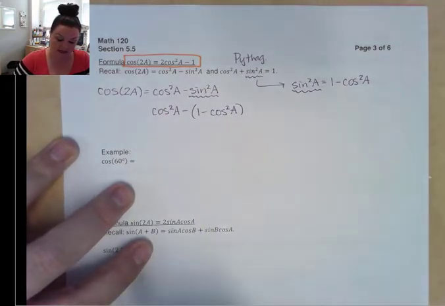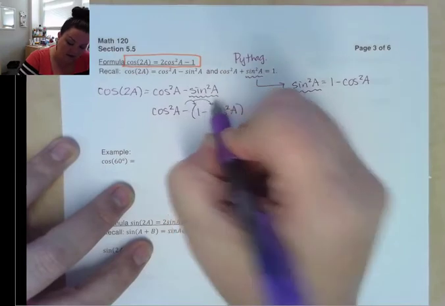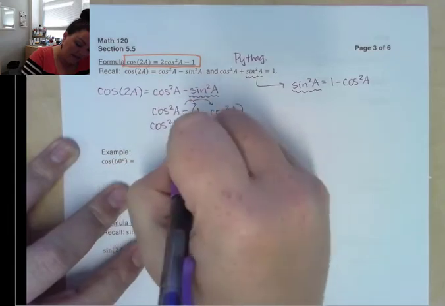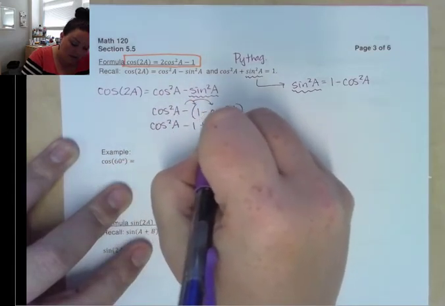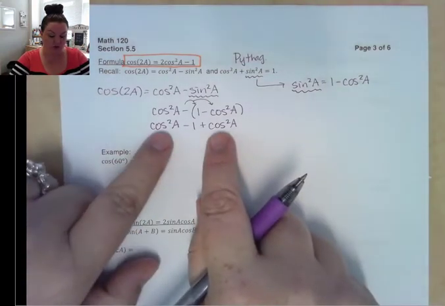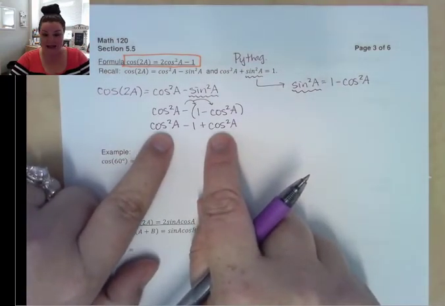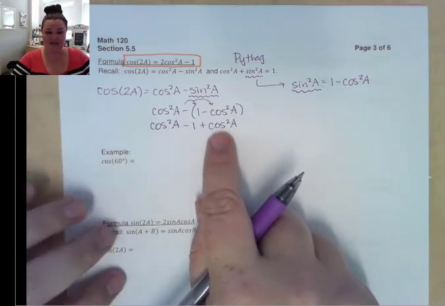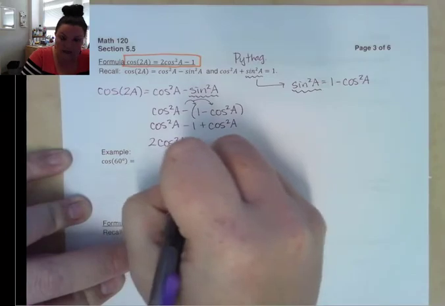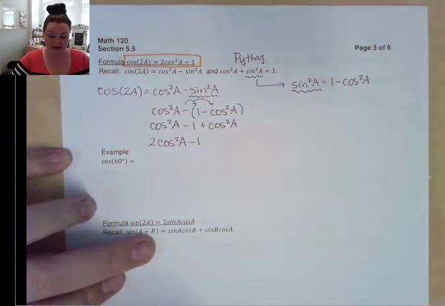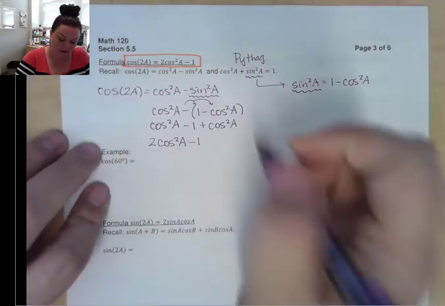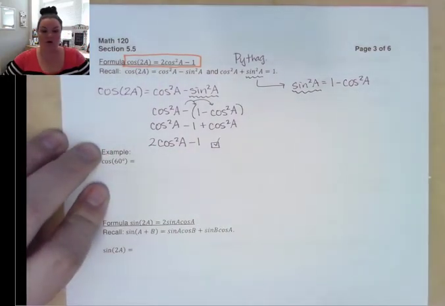So that's what I'm going to do in the next step, is go ahead and distribute that negative sign. So now I have cosine squared a minus 1 plus cosine squared a. And now I have 2 cosine squared a terms, right? So I can add those together like terms. So that becomes 2 cosine squared a minus 1. Okay? And that is, in fact, what I was trying to prove cosine of 2a equals. So here we have proven what we wanted.